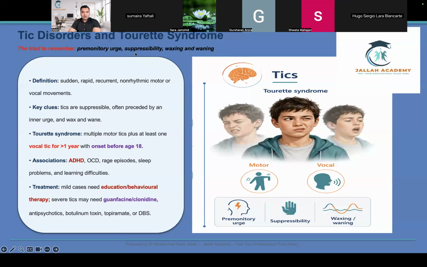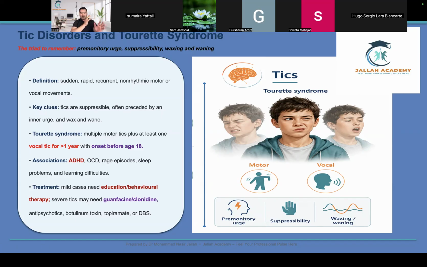Premonitory urge, suppressibility, wax and wane. So the definition: sudden, rapid, recurrent, non-rhythmic motor or vocal movement. So either it is motor or vocal for the tic. Key clue: tics are suppressible, often preceded by an inner urge, and wax and wane. Tourette, multiple motor. Remember, for the tic, we have either motor or vocal.